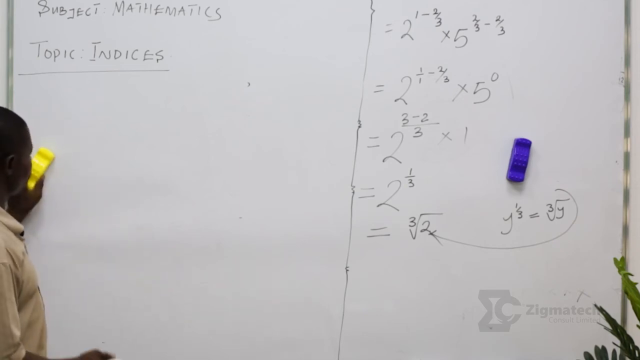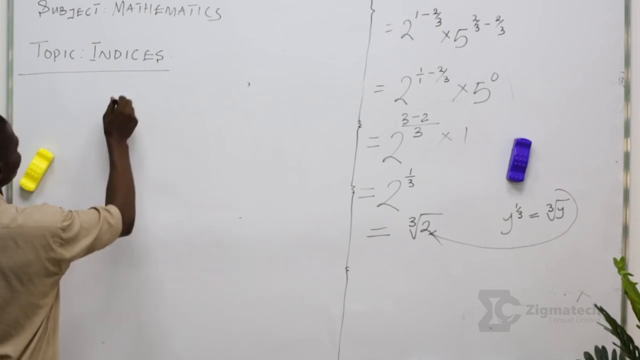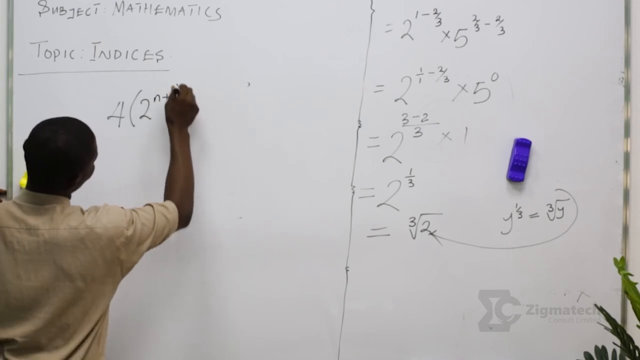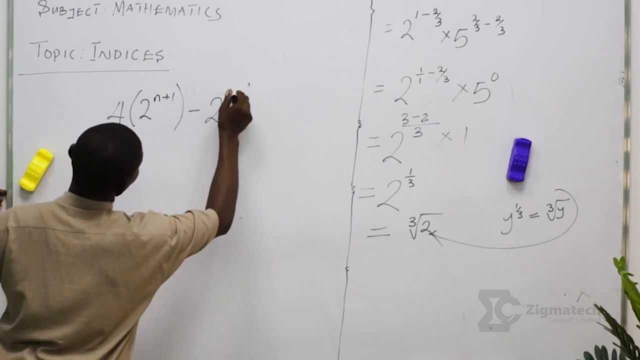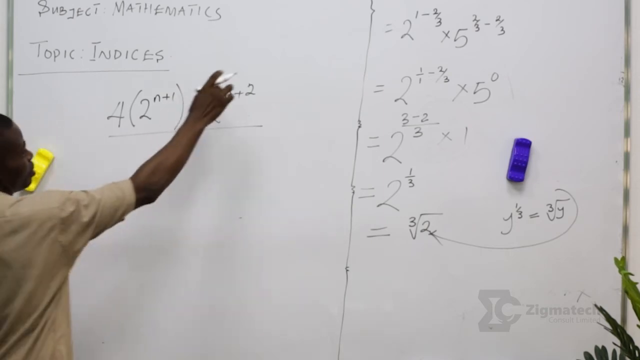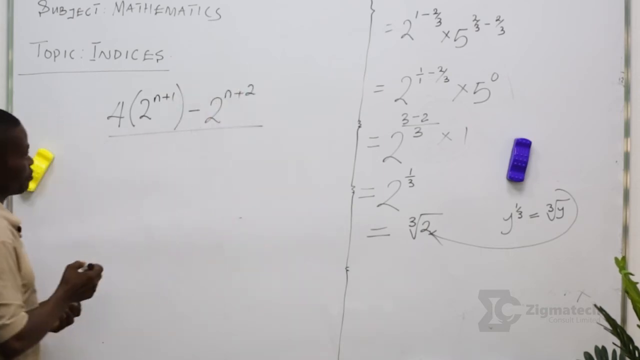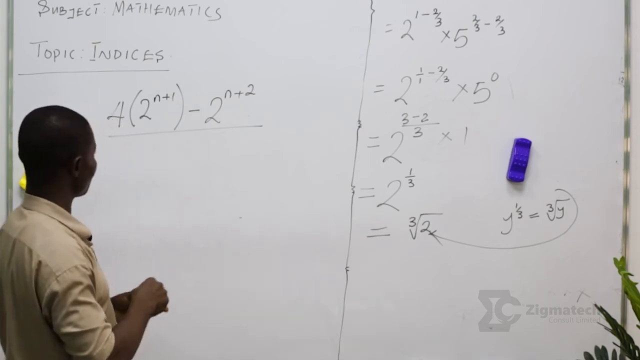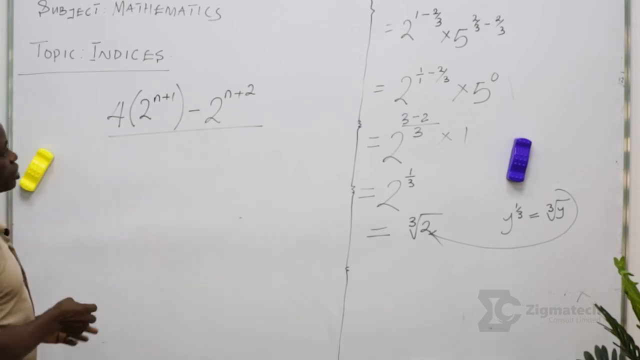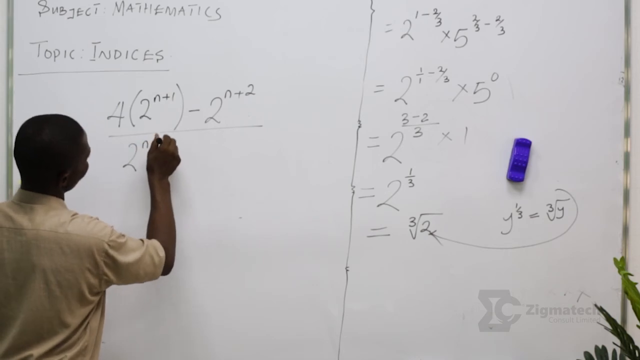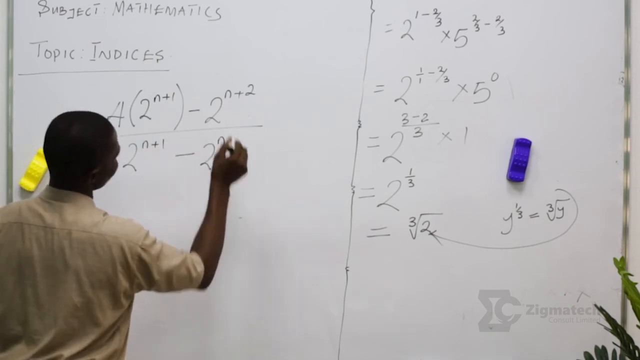Now let's see the next sample. We are simplifying. This is another one: 4 into 2 raised to the power n plus 1, minus 2 raised to the power n plus 2. This is a wonderful one. Those of you preparing for JAMB need to take time. Again, this is sample 5 and sample 4. Study it very well. Just go through it and understand what it's talking about. So you have this, power 1 minus 2 raised to the power n.